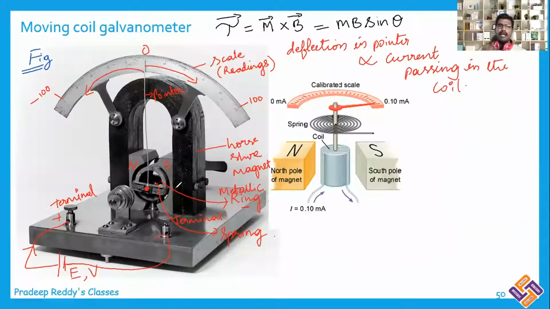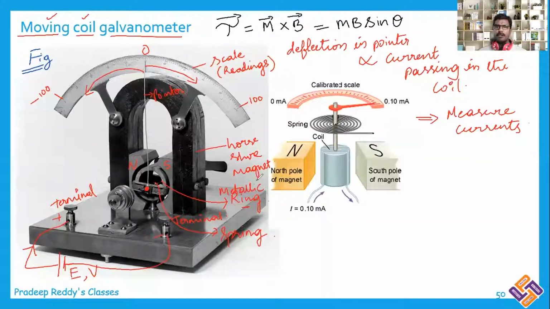That is how a galvanometer works, and this is moving coil galvanometer. Galvanometer is a device which is used to measure current. Very small currents can be detected using galvanometer. Galvanometer measures current, and it is very sensitive for currents, and it is said to be moving coil.